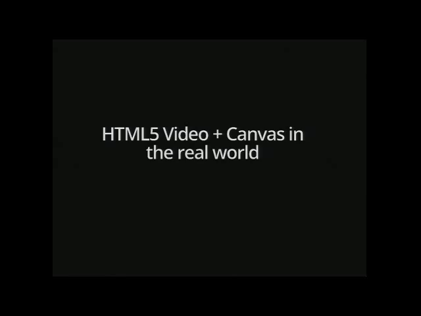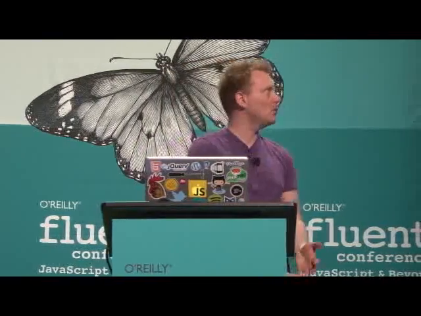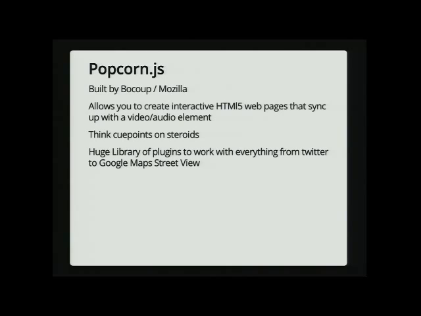So speaking of important things, where do you find this stuff in the real world? Popcorn.js, who's used it before? Sweet, you guys are awesome. Built by Boku and Mozilla, it allows you to create interactive HTML5 web pages that sync up with the video or audio element. So this is kind of like cue points if anyone's coming from Flash or any other video stuff. And they have a huge library of plugins that work with everything from Twitter to Google Maps, Street View. So you can queue up content to some video that you have.